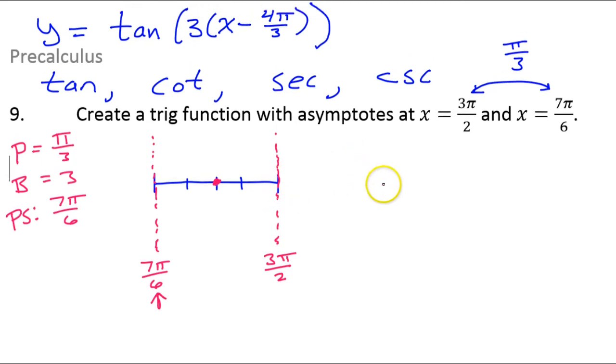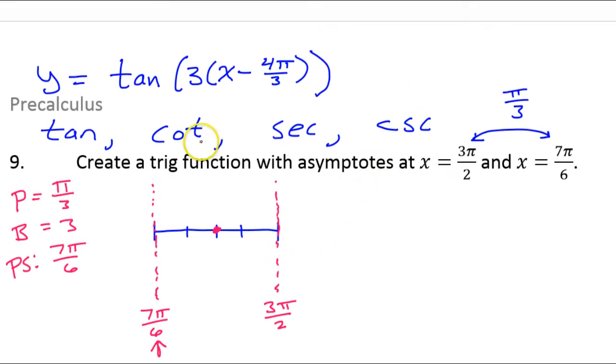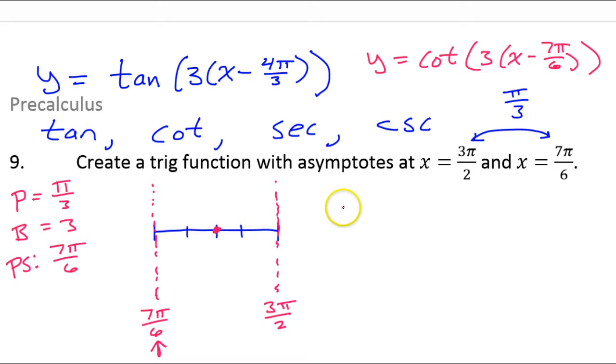So an equation for cotangent would be y equals cotangent, and then there's my b value. This is positive, so I'm going to say minus 7 pi over 6. And that's it. That would be a cotangent function.